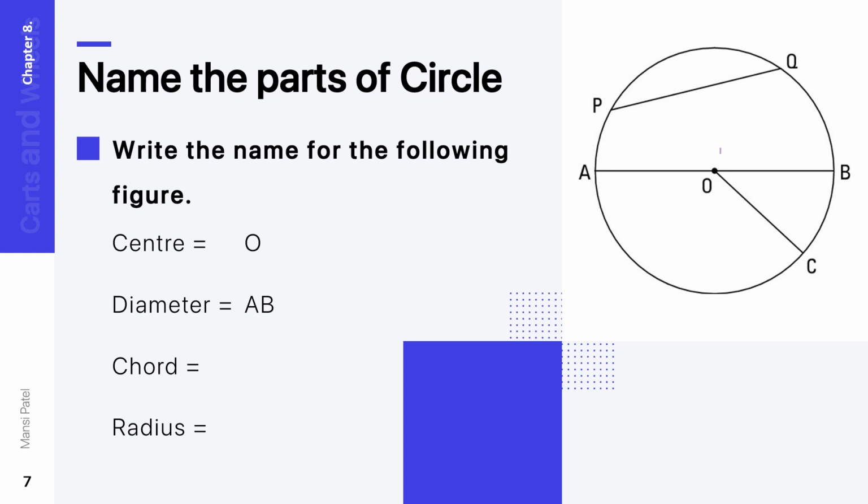Now what is the chord? You can say that PQ is the chord of this circle. Why is PQ the chord of the circle? Because both endpoints lie on the circle but it is not passing through the center. That's why PQ is known as a chord. Now what about the radius?